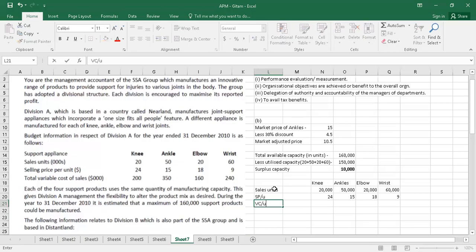So variable cost per unit, because it's the total variable cost that is given. Let's take the total variable cost, 200,000, divided by the total number of units, which gives us variable cost per unit. Here it is 350,000 divided by 50,000 units. Here it is 160,000 divided by 20,000, which is 8. And here it would be 240,000 divided by 60,000.